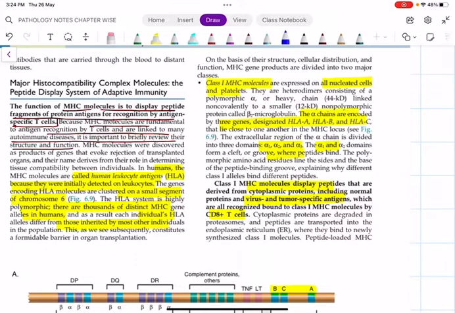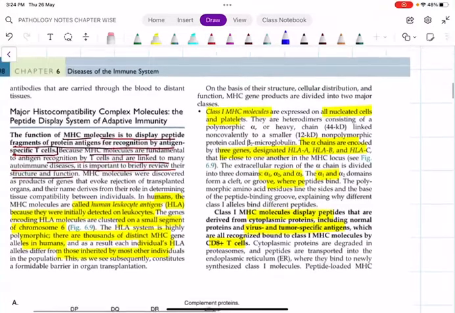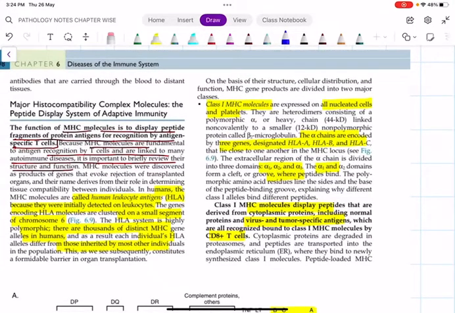Then we have different classes of MHC: class 1, class 2 and class 3. As far as pathology is concerned, we have to study in detail class 1 and class 2 MHC molecules. Class 3 MHC molecules include some cytokines and other proteins, which we will study in detail in immunology and microbiology. So now let us see the class 1 MHC molecule.